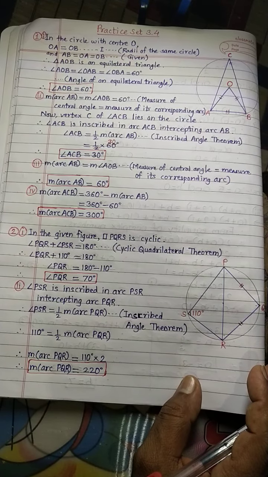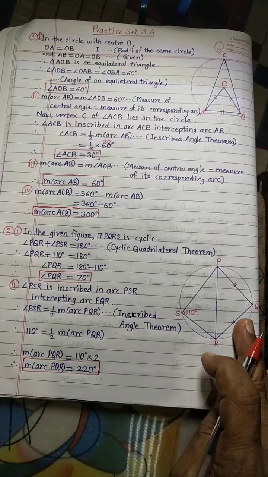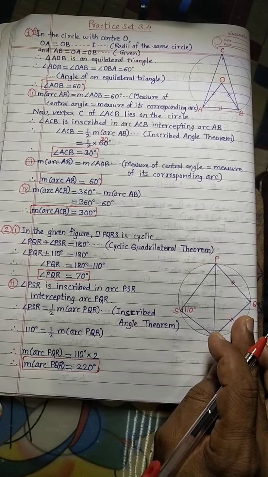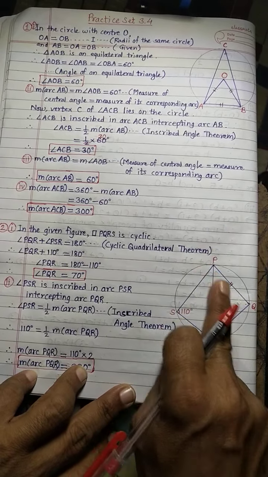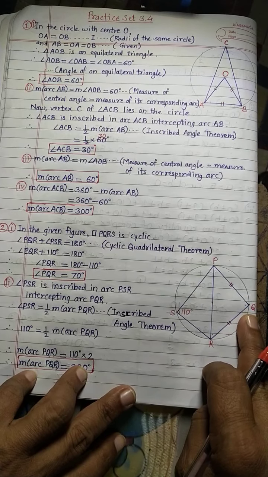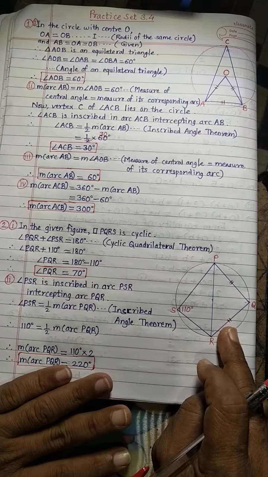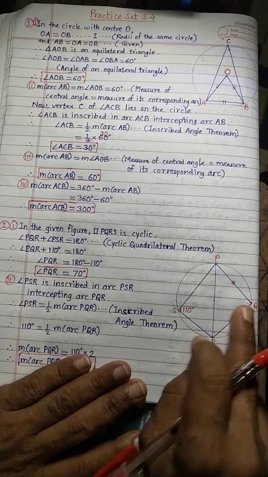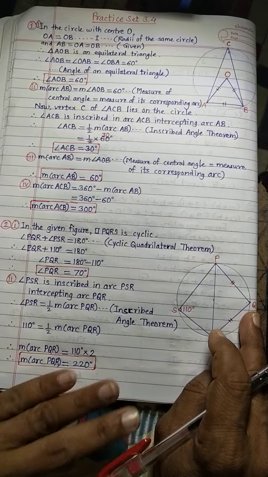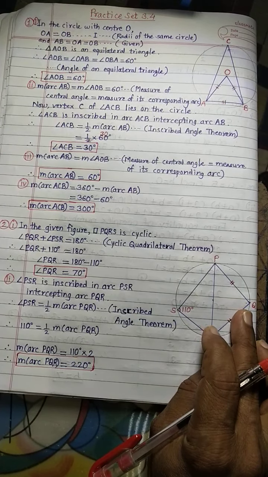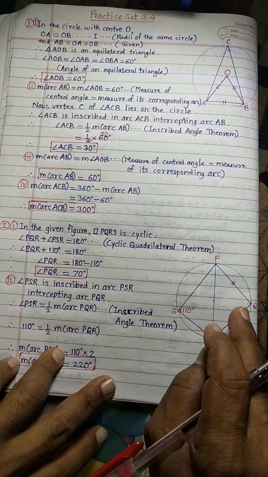Okay, now I have to find out the measure of arc QR also. Here let us see, side PQ is congruent to side RQ. That is given to us, and we know that here sides PQ and RQ are chords of the same circle, and they are also congruent to each other.